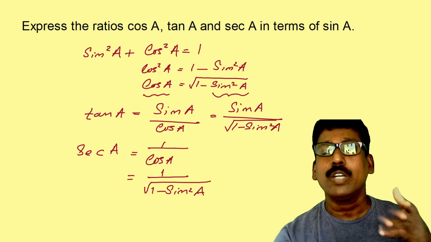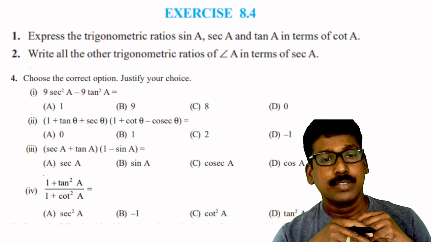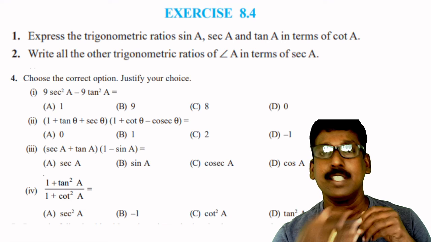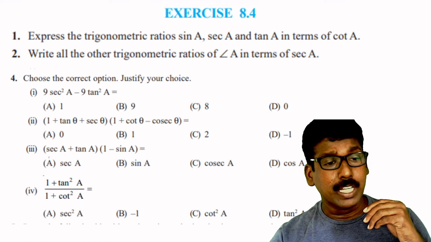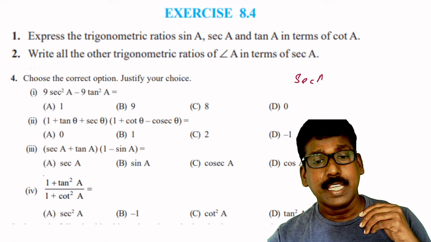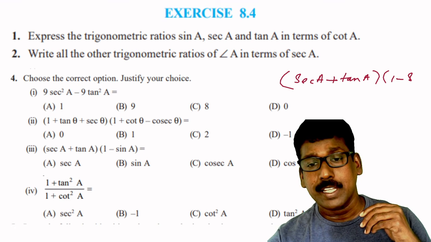Now look at the textbook questions. Here the first and second, you have to represent the ratios in terms of cot A and sec. Look at question number 4. Here look at the third question, sec A plus tan A into 1 minus sin.